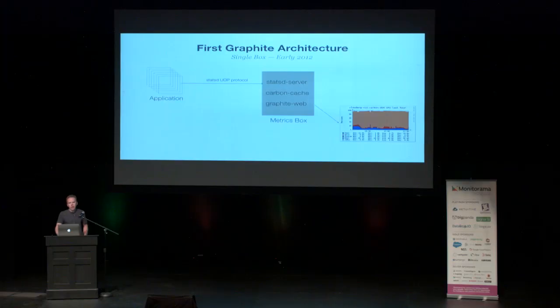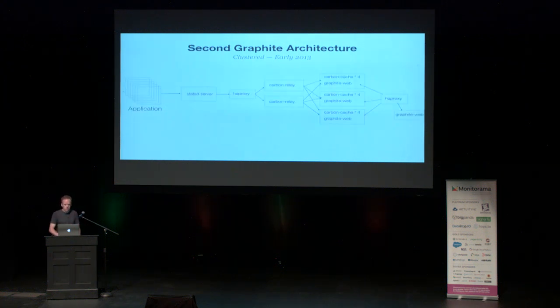In Graphite, every metric is a file on disk. So more metrics means you get a Ganglia graph that looks like this. But luckily, fixing the disk latency had a simple solution. We just need to add more disks.